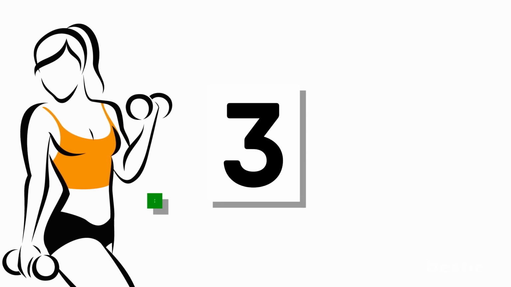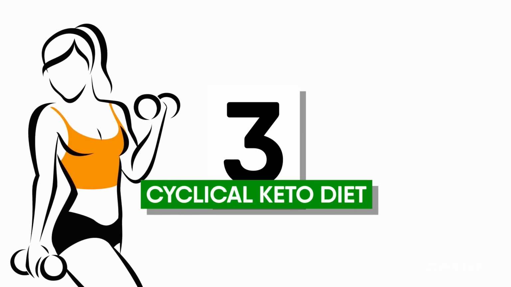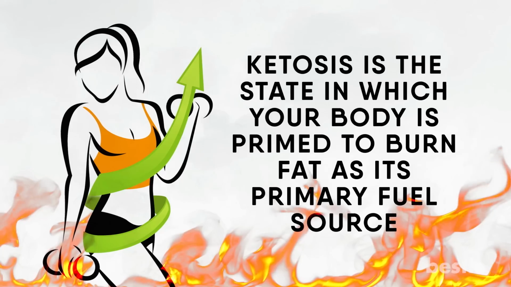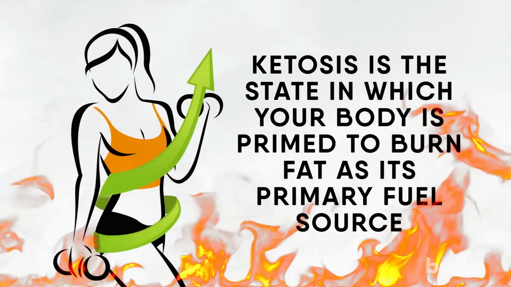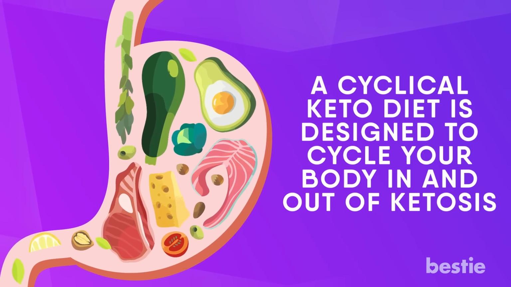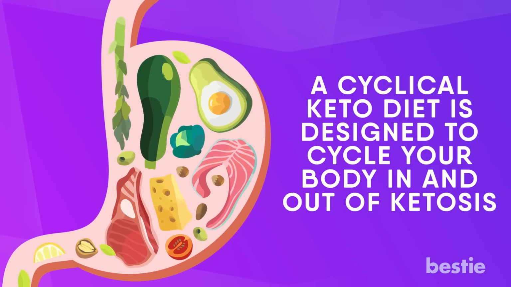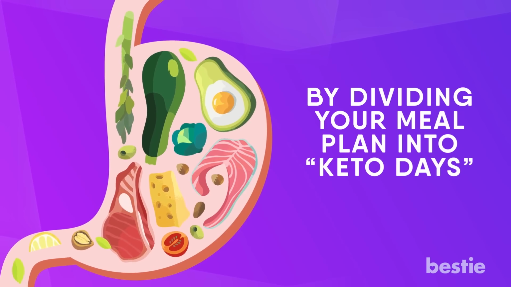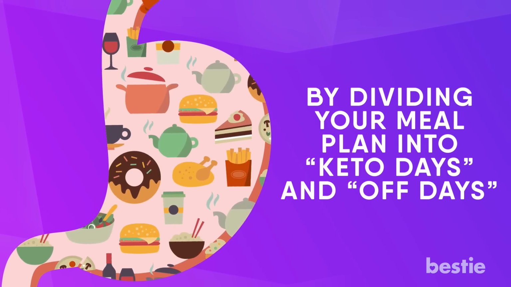Number 3. Cyclical Keto Diet. As we mentioned before, ketosis is the state in which your body is primed to burn fat as its primary fuel source, leading you to burn off weight at a faster rate than normal. A cyclical keto diet is designed to cycle your body in and out of ketosis by dividing your meal plan into keto days and off days.